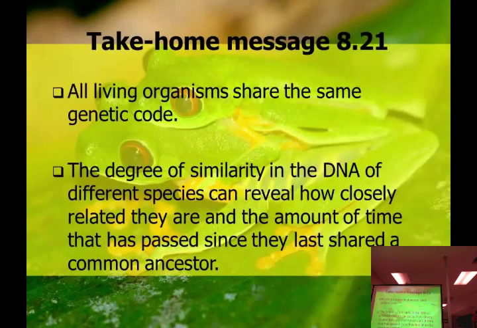So basically the take home of this is that all living organisms are going to share the same genetic code. So everybody's got A's and T's and G's and C's, but the degree of similarity in the DNA of different species can reveal how closely related they are and also what amount of time has passed since they last shared a common ancestor.